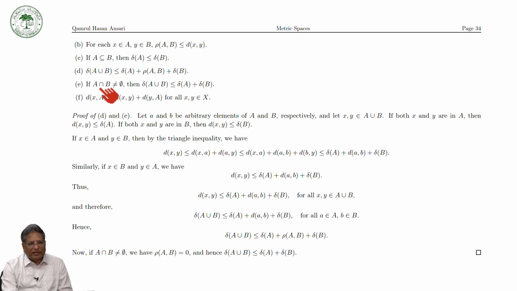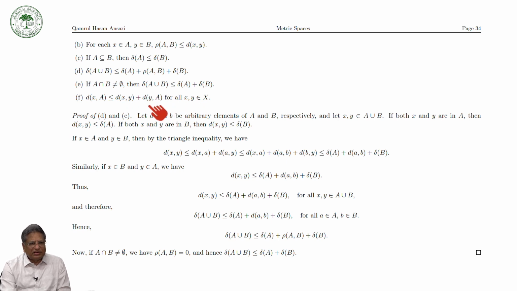And if A intersection B is non-empty, that is to say, if A and B are subsets of a metric space X which are not disjoint, then the diameter of A union B is less than or equal to the diameter of A plus the diameter of B. And we can see that this triangle inequality can be proved very easily, no problem. All these are very simple.